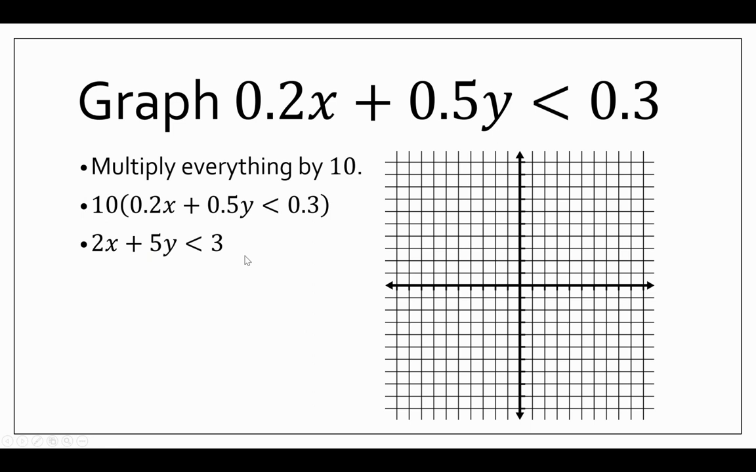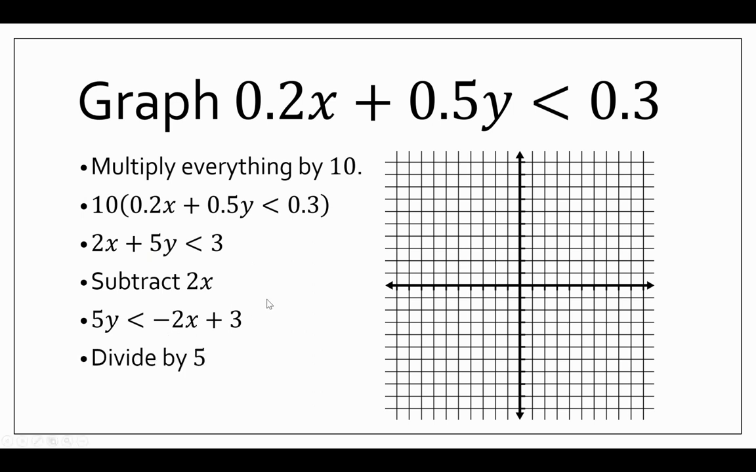And this is something we've seen before that we can solve. So we're going to subtract 2x from both sides. So we have 5y is less than negative 2x plus 3. Remember, keep it in that mx plus b format. Then we're going to divide both sides by 5. After we get done dividing both sides by 5, we'll have y is less than negative 2/5 x plus 3/5. Now, it's not the most beautiful formula, but we can plot this using our mx plus b format. We find the y-intercept, which is 3/5.